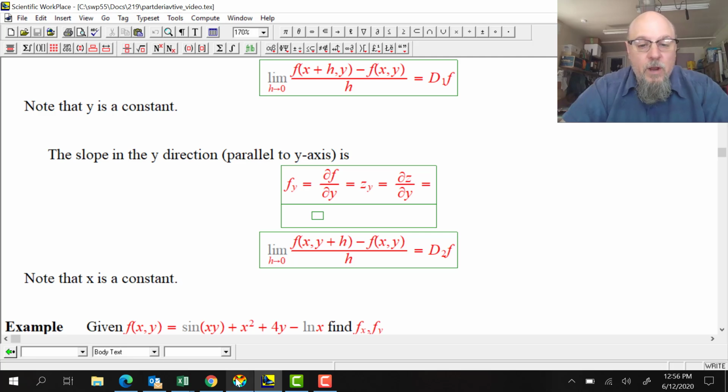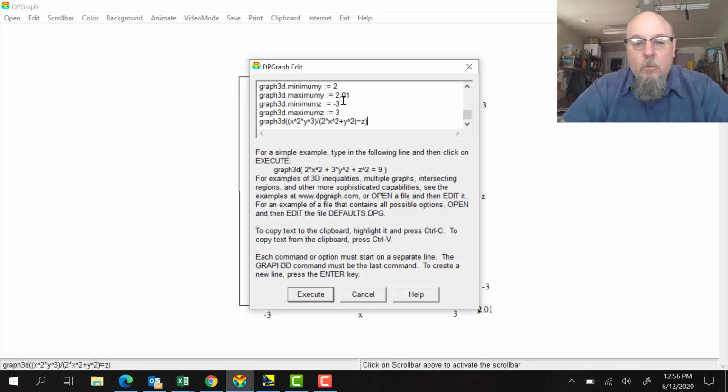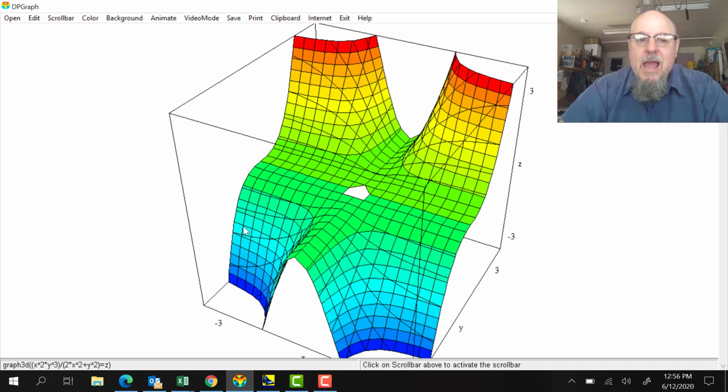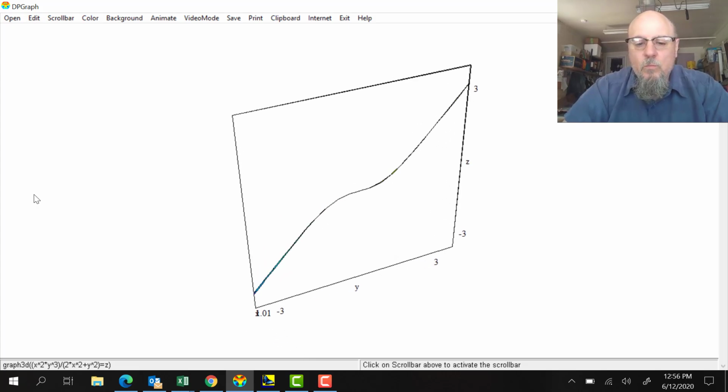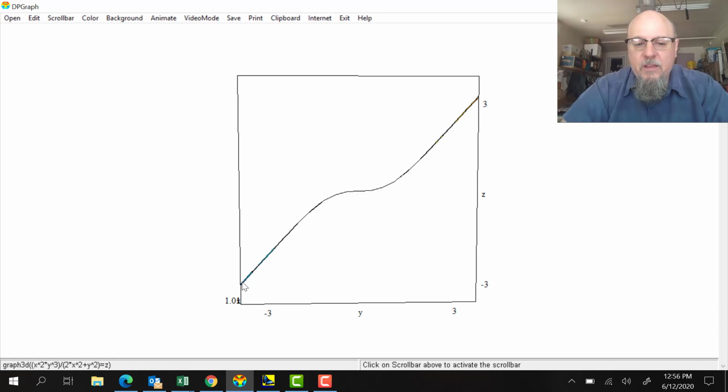X is a constant. So in our picture, we would see that as, okay, I'm zooming back, and now I'm going to zoom back in, but I'm going to make x a constant. Let's make it a constant of 1. So I'm going to look at 1 to 1.01. There's the curve when x is equal to 1, and I can see that the slope of this curve is the partial derivative with respect to y when x is equal to 1.